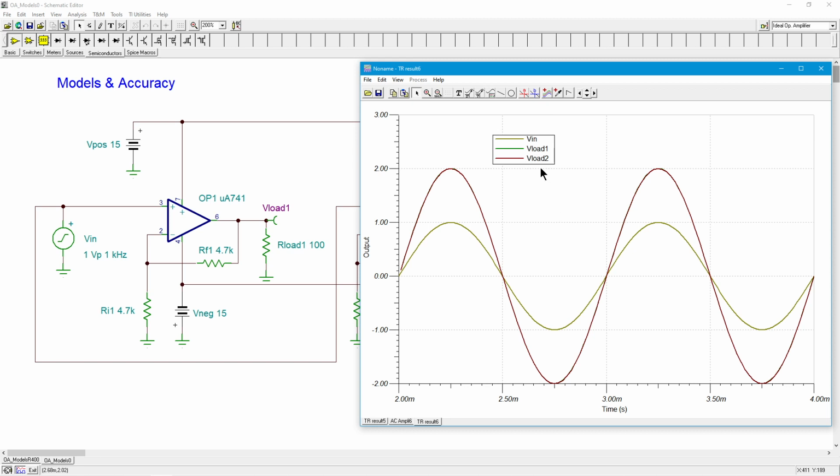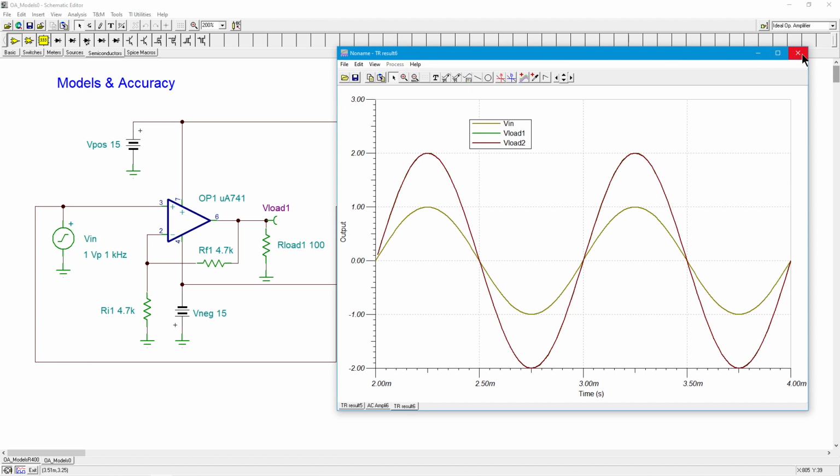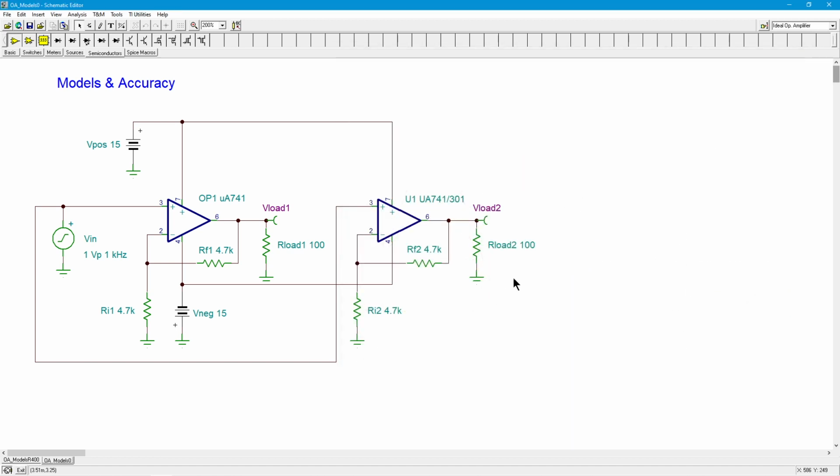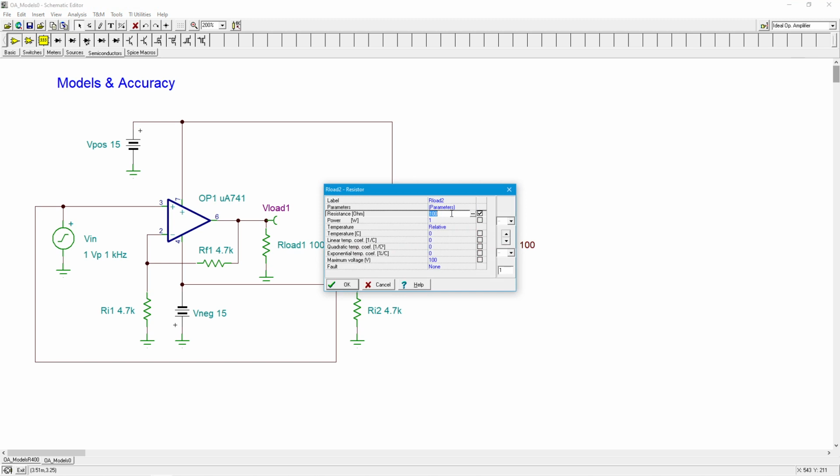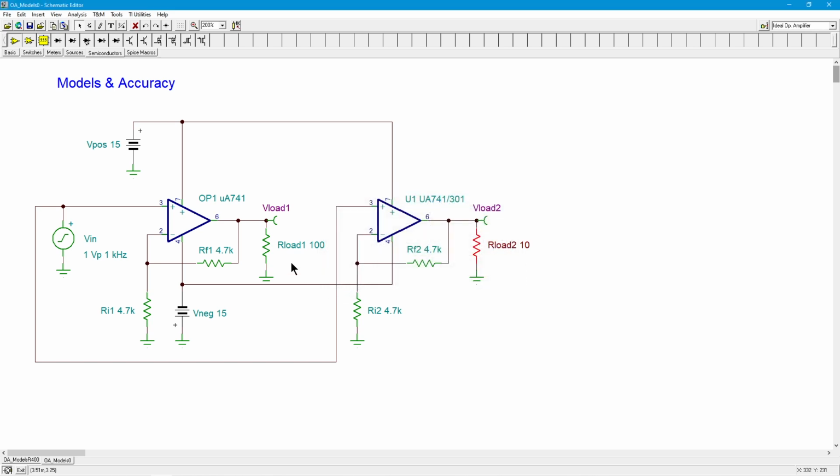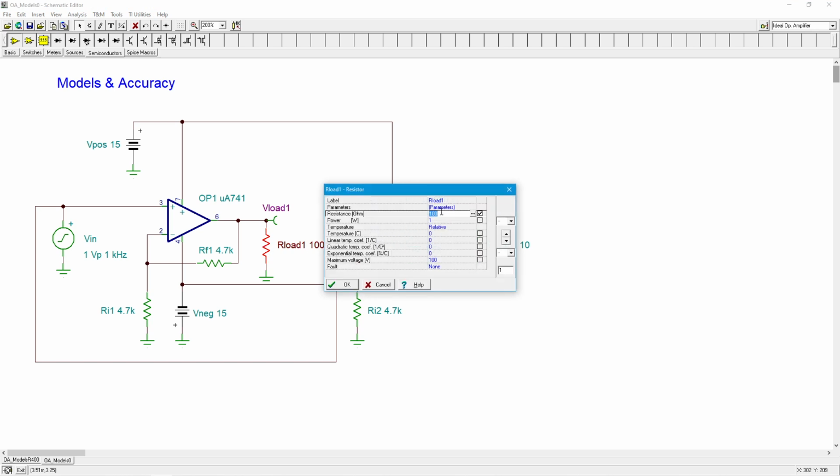All right, there's my VLOAD 1, there's my VLOAD 2. All right, he's good. Let's push it a little farther. So now I'm thinking, well, you want to go crazy? Let's go to 10 ohms. Now you're looking at a few hundred milliamps to actually be able to do this.